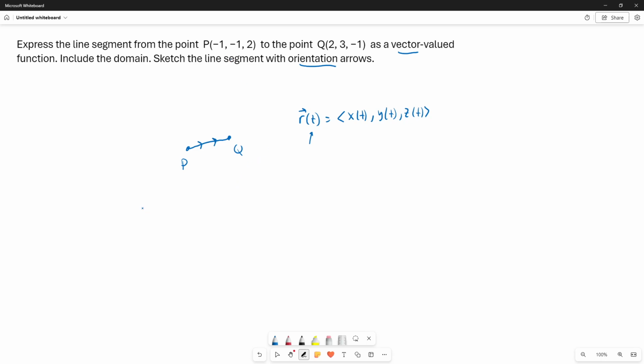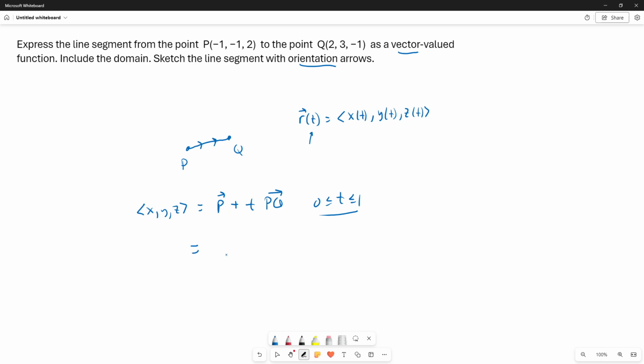So recall the vector form of a line would be x, y, z. In our case, it'll be x of t, y of t, z of t equals, and then we have a point. So we'll take the point P, expressed as a vector, plus t times the vector from P to Q, where t will go between 0 and 1. So that's our domain, because the domain is the set of input values that create the curve, in our case, this line segment. So t will go from 0 to 1.